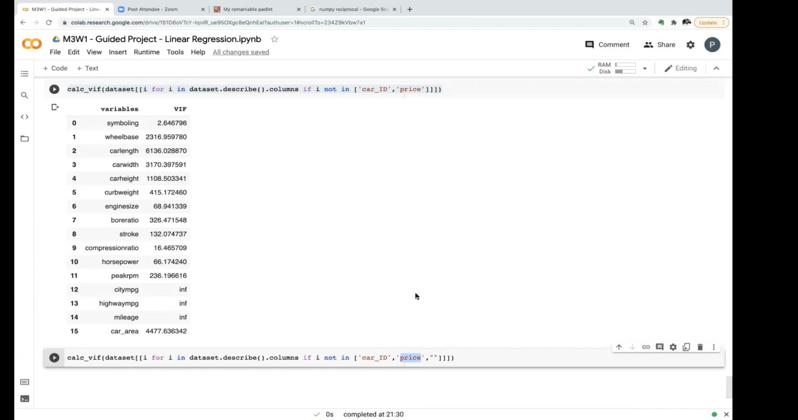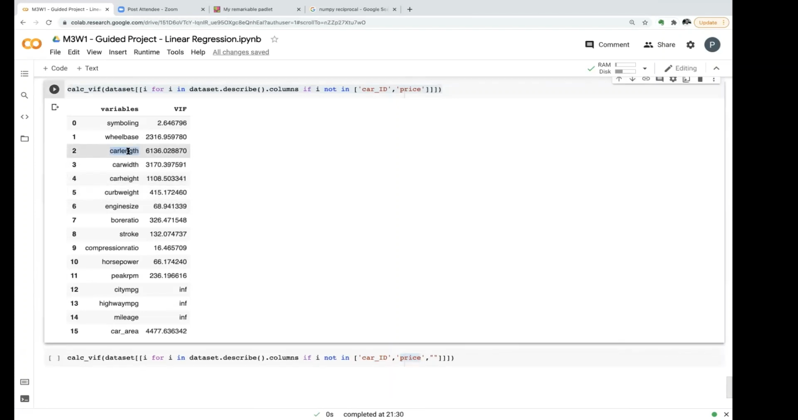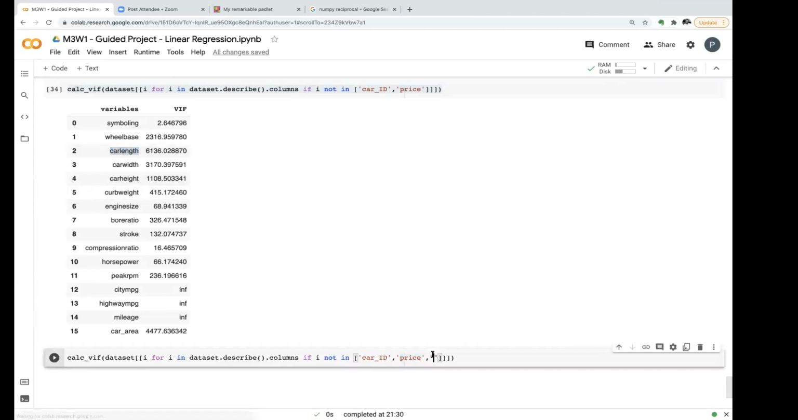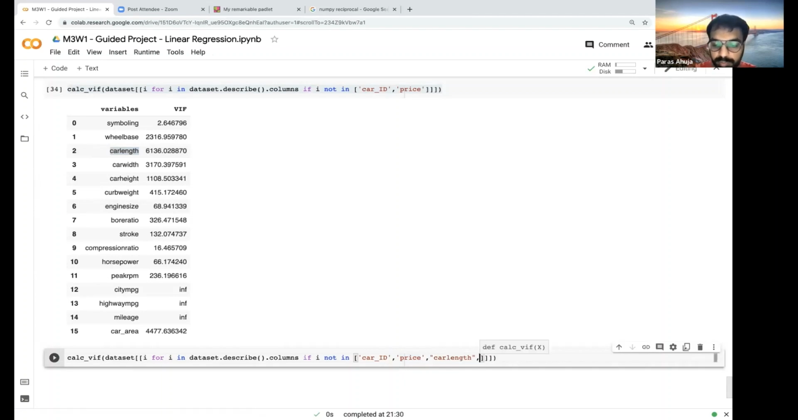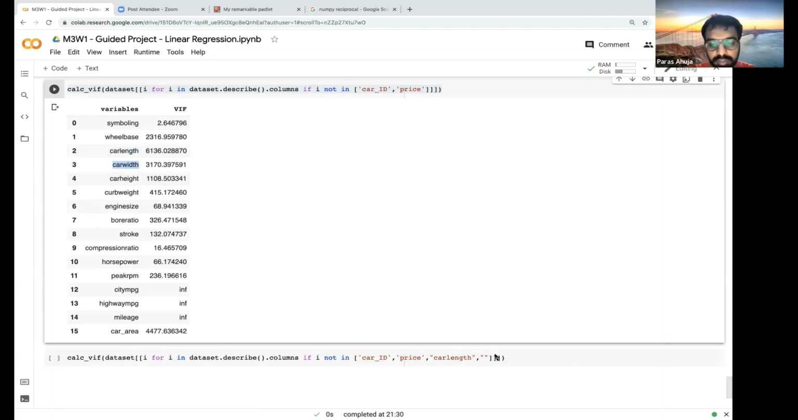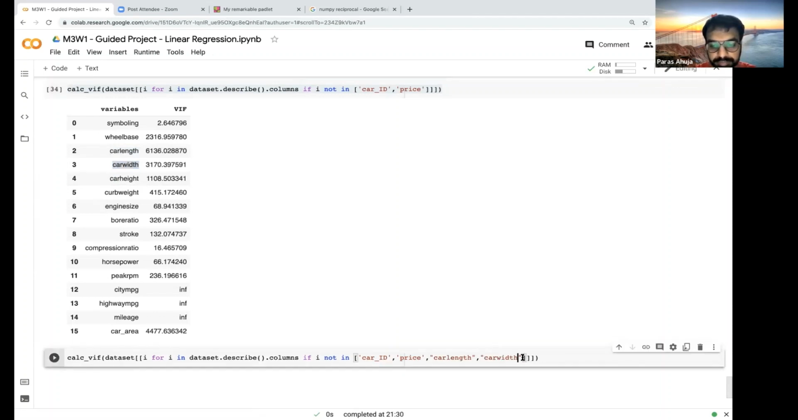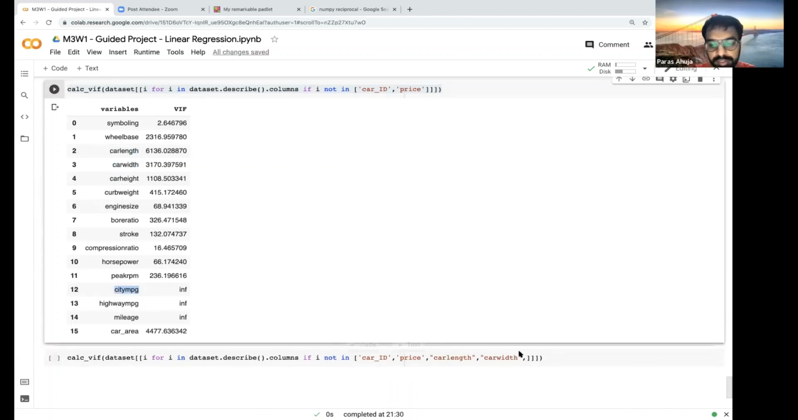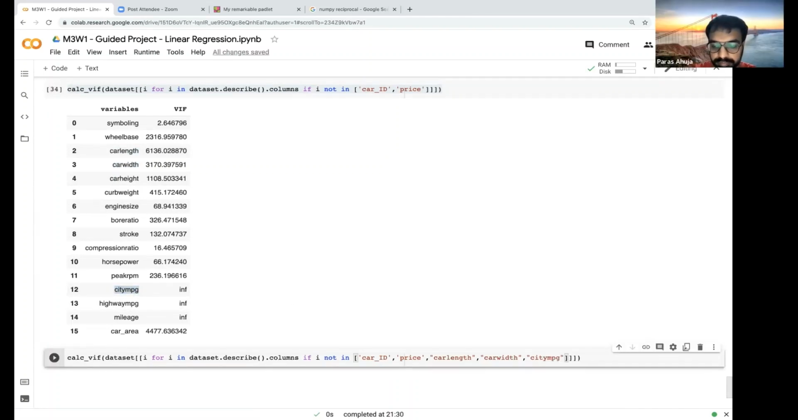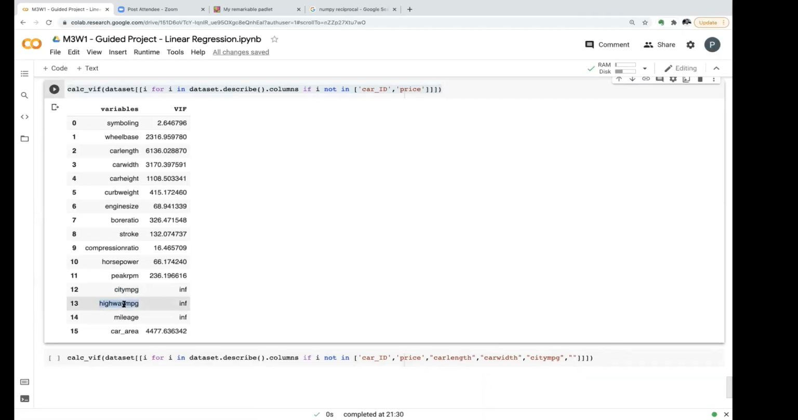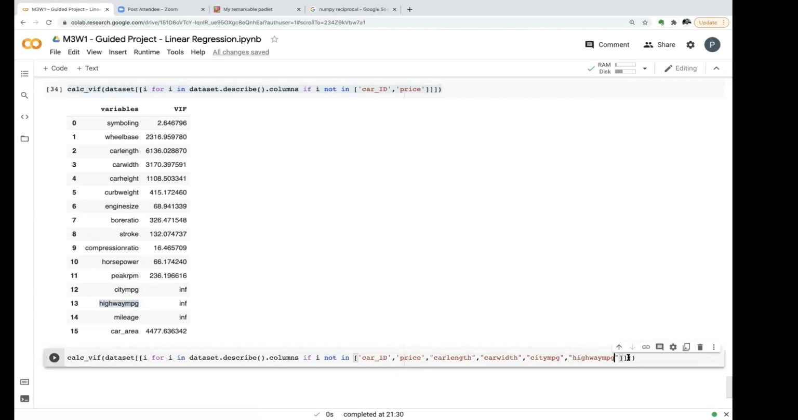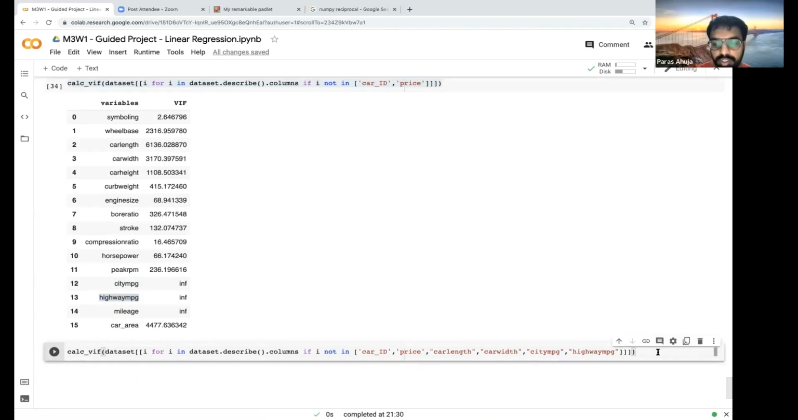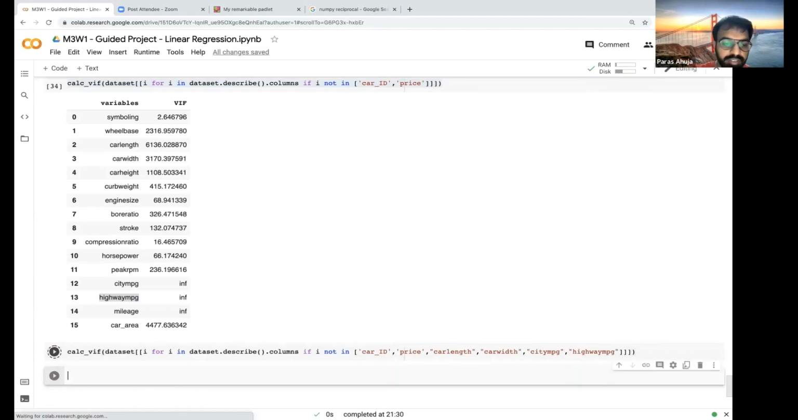Width and length. Car length and car width. Yeah, car length I should not take into account because I have taken car area, right? So there is no point in taking car length and car width. City MPG and highway MPG. Okay. So now if I run this analysis again, what do I get?